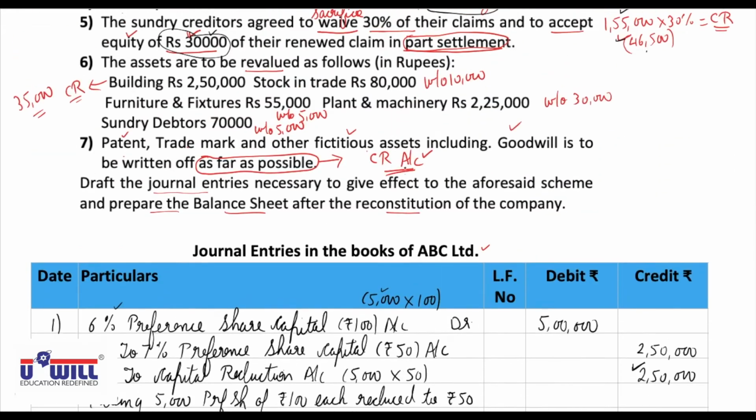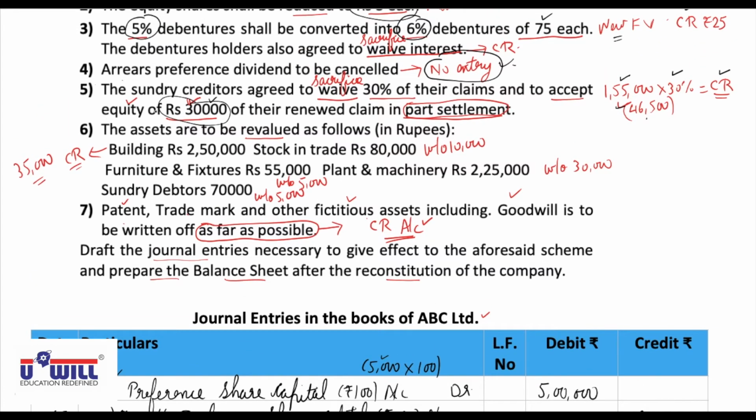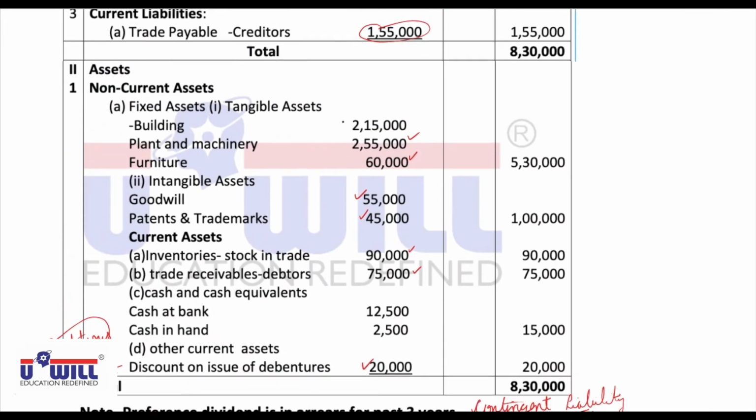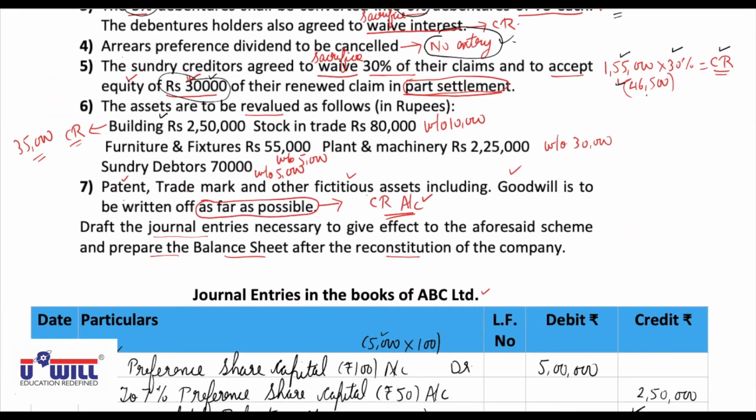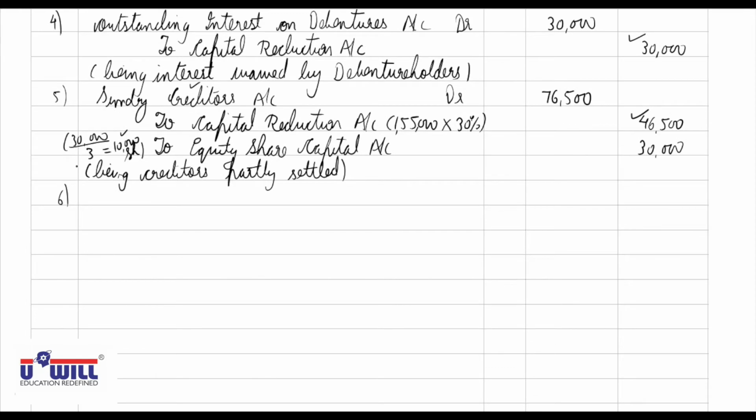Now after this sixth adjustment, the assets are to be revalued as follows. Now as I discussed with you, if any asset's value is increasing like building, a separate entry will be passed, and all other assets which are to be written off, a separate entry will be passed. So first we pass the entry for building. Here from 2,15,000 it is increasing to 2,50,000. So profit of 35,000 will be transferred to capital reduction.